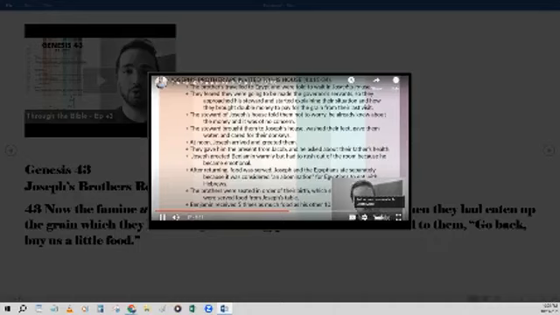So they went up to the steward of Joseph's house, and they started to explain to him what happened on the last trip. They had found their money in their bags. They didn't know how it got there, but they had brought the money back so they could pay double this time around. The steward of Joseph's house told them not to worry, though. It was not a problem. He knew about the money, and it was not a concern.